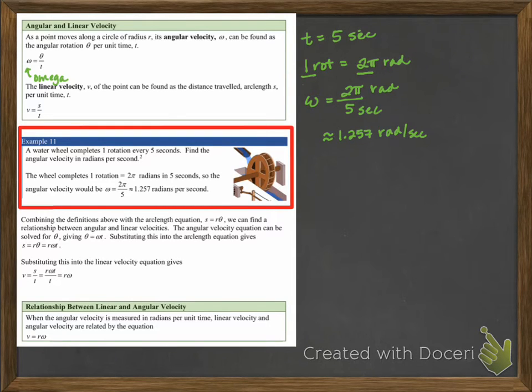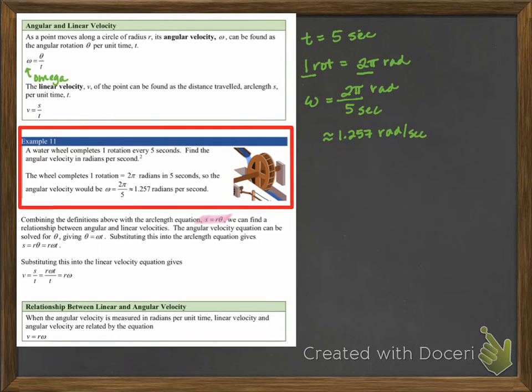All right. Below it starts walking through how the arc length equation, S equals, so our arc length equals the radius times theta, which is our radians, can be used to figure out a different way to solve for linear velocity.